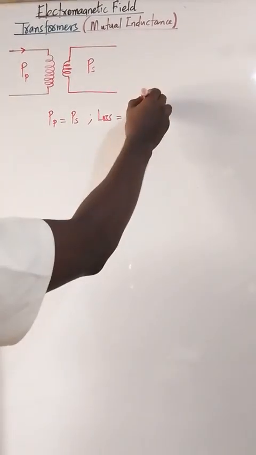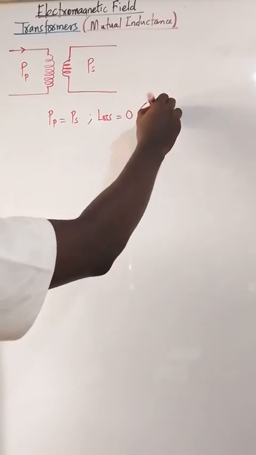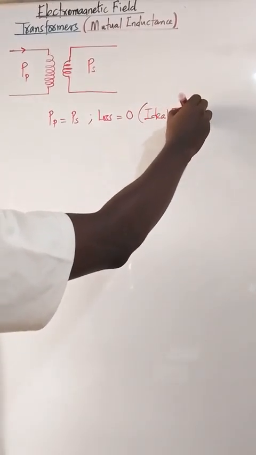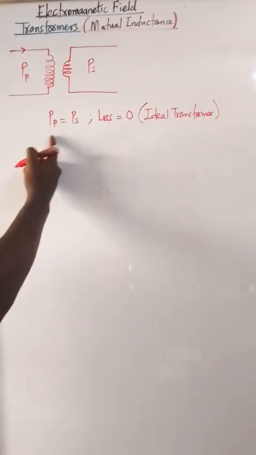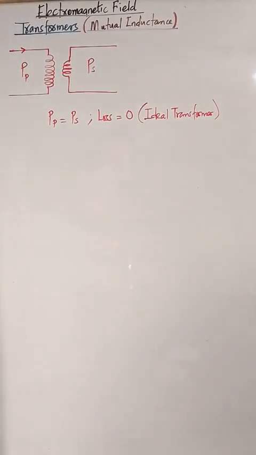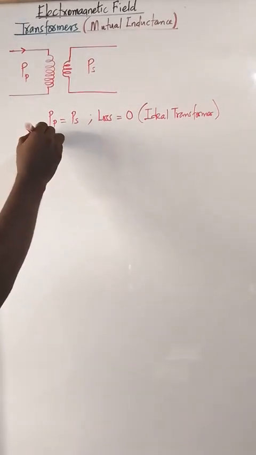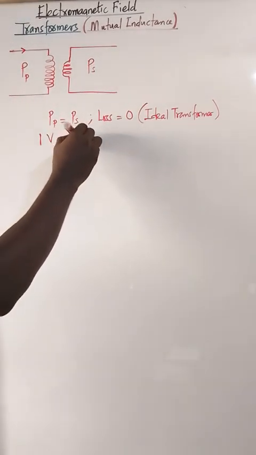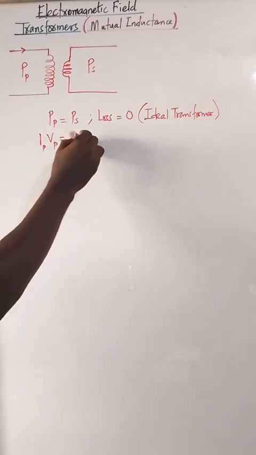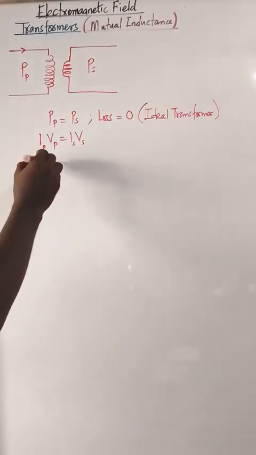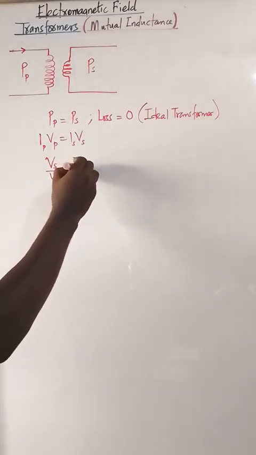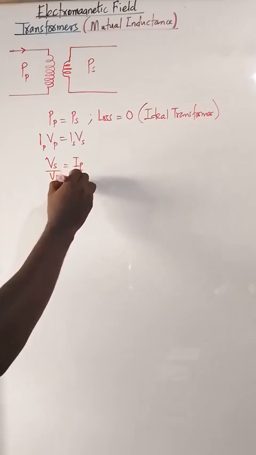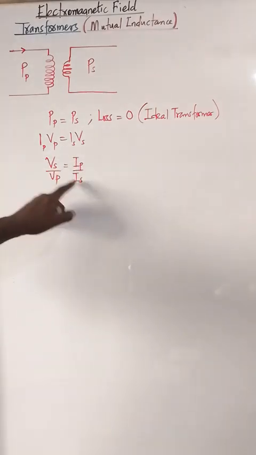But if we have this case, this is an ideal case. This will only occur if we have an ideal transformer, but an ideal transformer is only what? Practical. For an ideal transformer, power in the primary coil equals power in the secondary coil, no power is lost. We know power is IV, so we can say IV equals IV. This is primary, this is secondary. From here we can say V secondary over V primary equals I primary over I secondary. If we cross multiply, we still get ISVS here, VPIP.